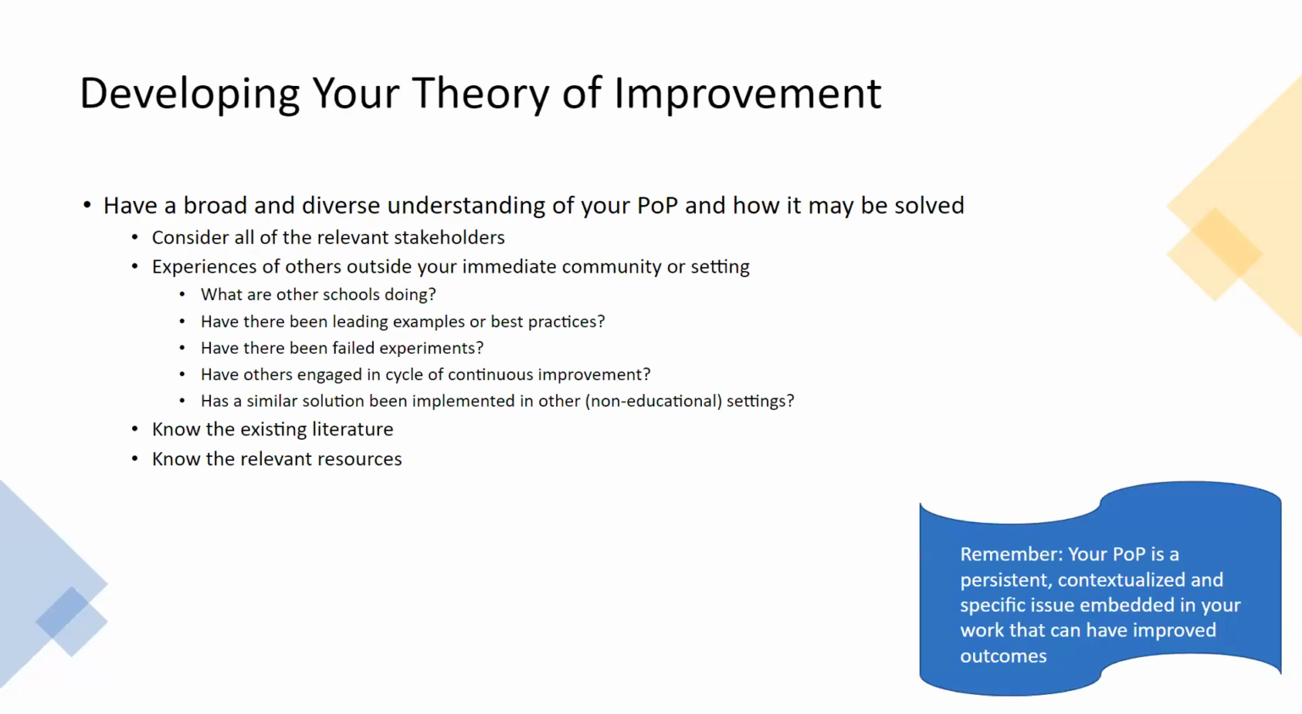So developing your theory of improvement, you have a broad and diverse understanding of your problem of practice and how it may be solved, and you'll want to consider all relevant stakeholders, including the experiences of others outside your immediate community or setting. So when developing your theory of improvement, you'll want to ask yourself if you know what other schools are doing. Have there been leading examples or best practices? Have there been failed experiments? Have others engaged in a cycle of continuous improvement?